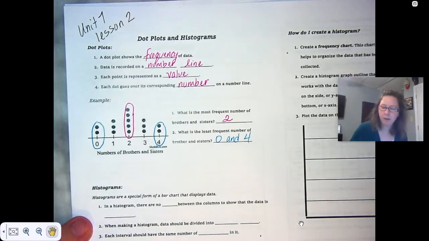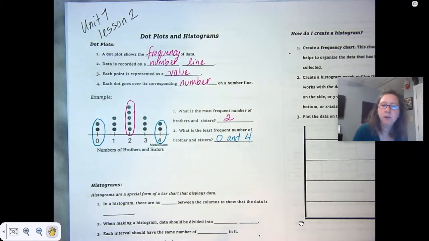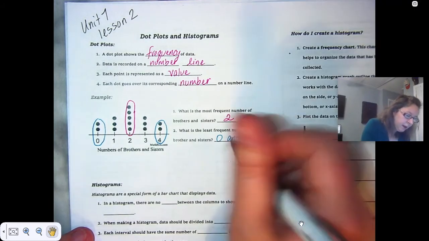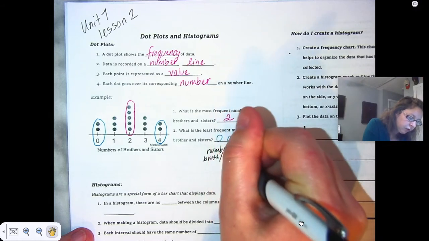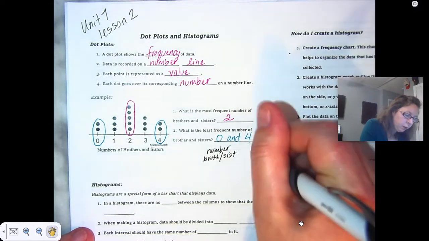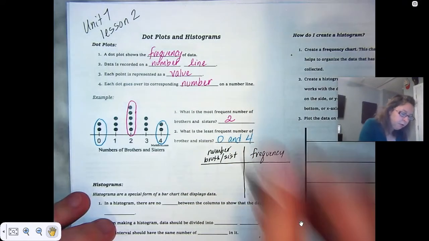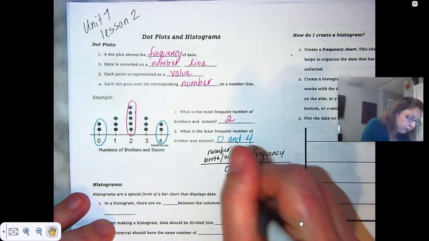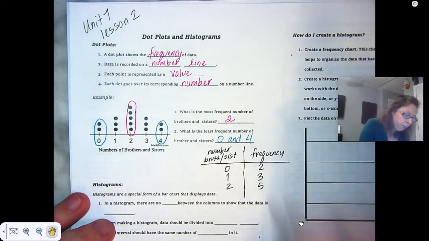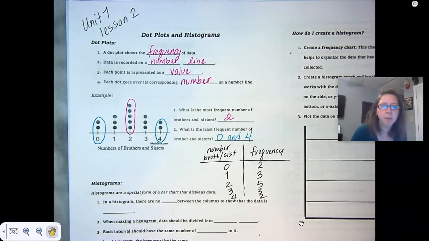All right. So that was simple. Now, what I want us to do is to make a frequency table out of this information, okay? So a frequency table is a little different looking. So we're going to say in our frequency table, number of brothers and sisters, okay? And then over to the right, we would put the frequency. And so the frequency of the number of people with 0 brothers and sisters is 2. 1 is 3. 2 brothers and sisters was 5 people. 3 is 3. And 4 is 2. And that's how I would make a frequency table out of that information.